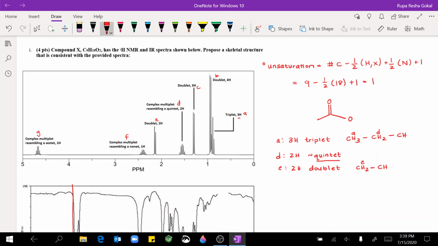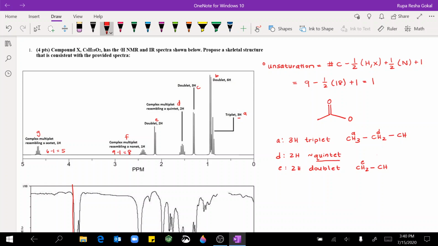F is a 1H nonet. That looks like a lot going on there. And then G is a 1H sextet. So a nonet is going to be 9 minus 1 equals 8 hydrogen neighbors, and a sextet is going to be 6 minus 1 equals 5 hydrogen neighbors.